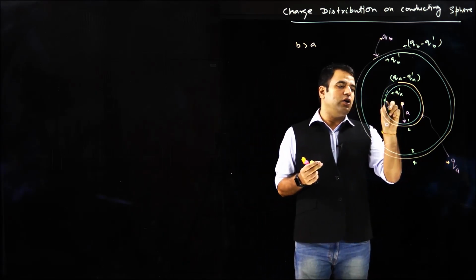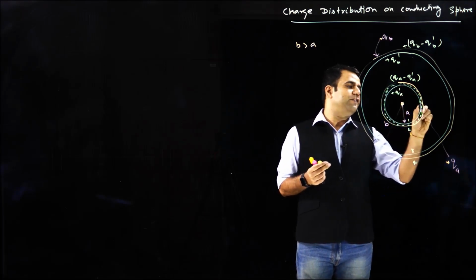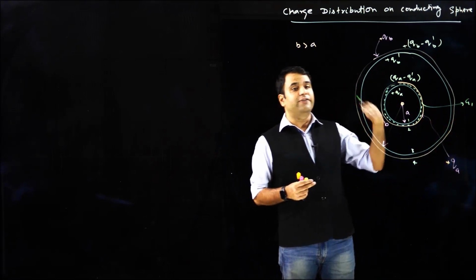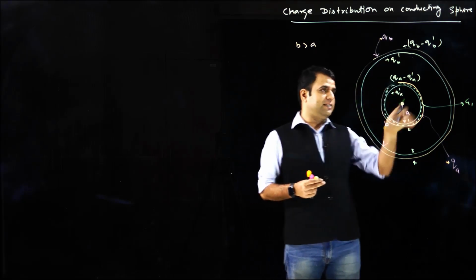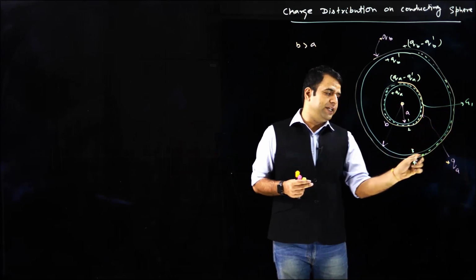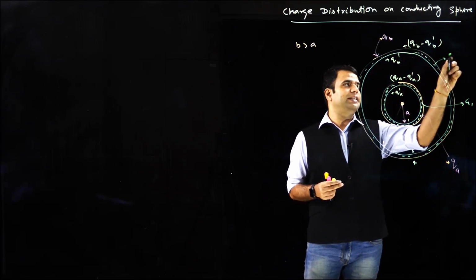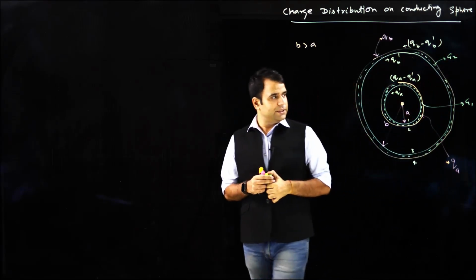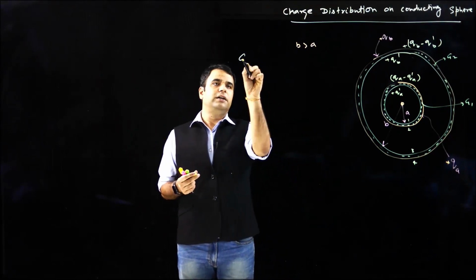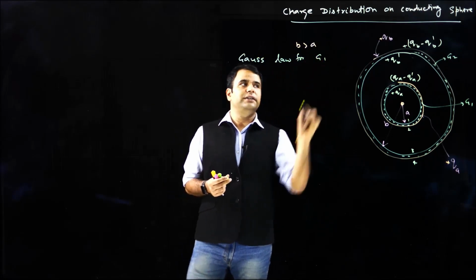I'll be drawing a Gaussian surface. So this is my first Gaussian surface. As you can see, I'm calling it G1, and it is completely inside the first spherical shell. And this is going to be my second Gaussian surface, which is inside the outer shell. I'm calling it G2. Now we'll apply Gauss law for G1.